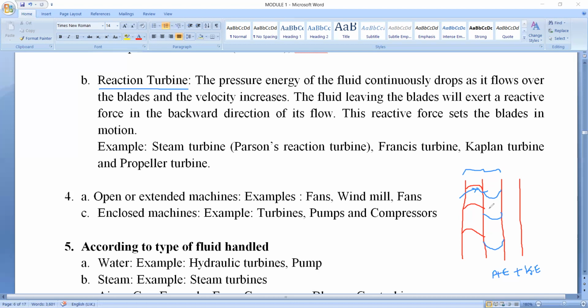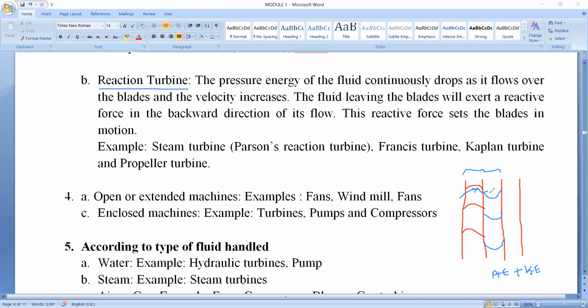But in case of impulse type, in the nozzle itself, the complete pressure energy of the fluid is converted into a high velocity jet. The case is different in the reaction turbine. A part of the pressure energy is converted into a high velocity jet, and as the fluid moves over the set of blades, there is a gradual decrease in pressure energy. This is the brief introduction about the reaction turbine.